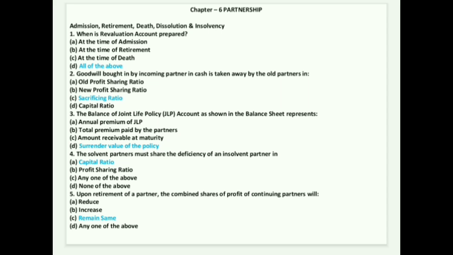Now we will discuss question number 2: goodwill brought in by the incoming partner in cash is taken away by the old partners in what? Old profit sharing ratio, new profit sharing ratio, sacrificing ratio, capital ratio. We'll talk about goodwill brought in by the incoming partner in cash, which is taken away by the old partners in the sacrificing ratio.